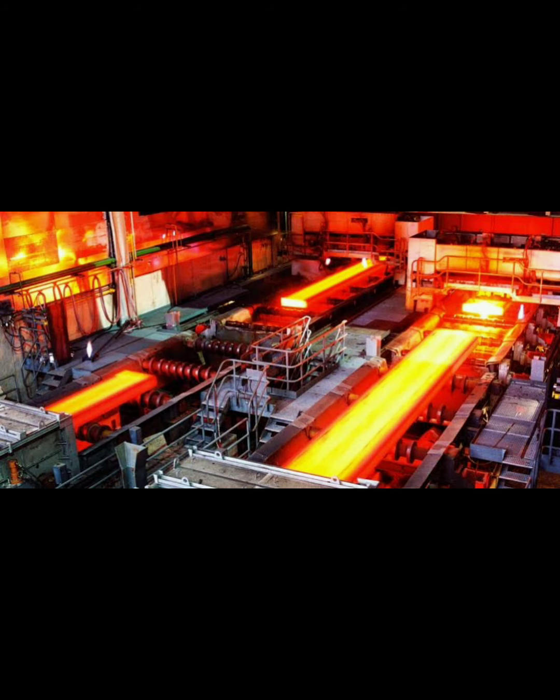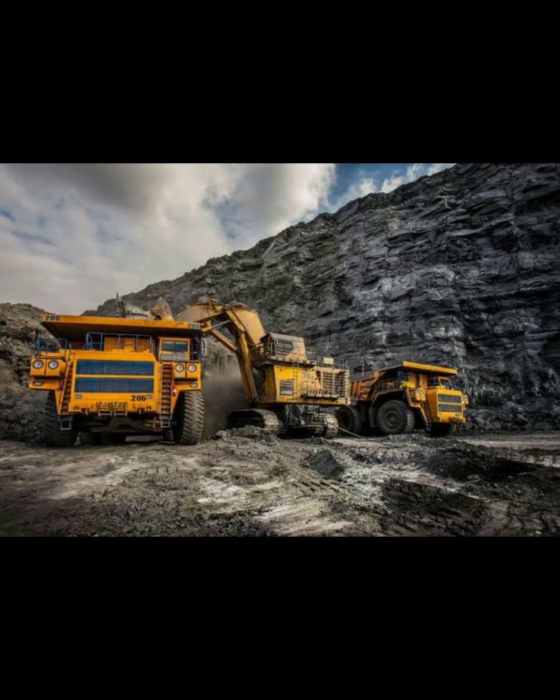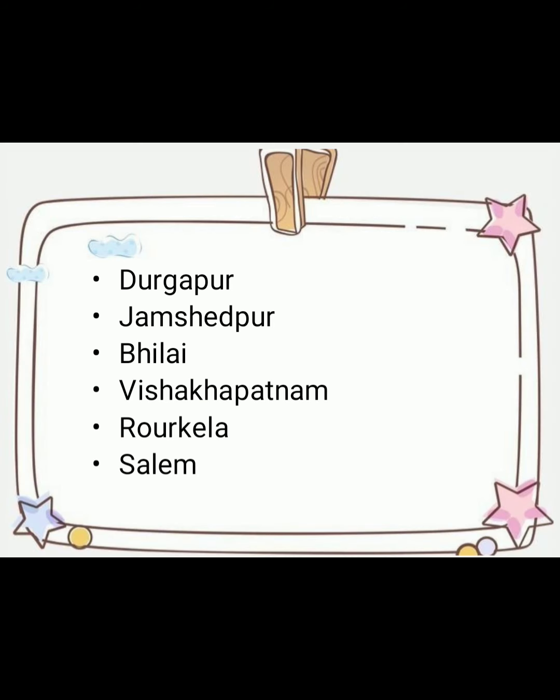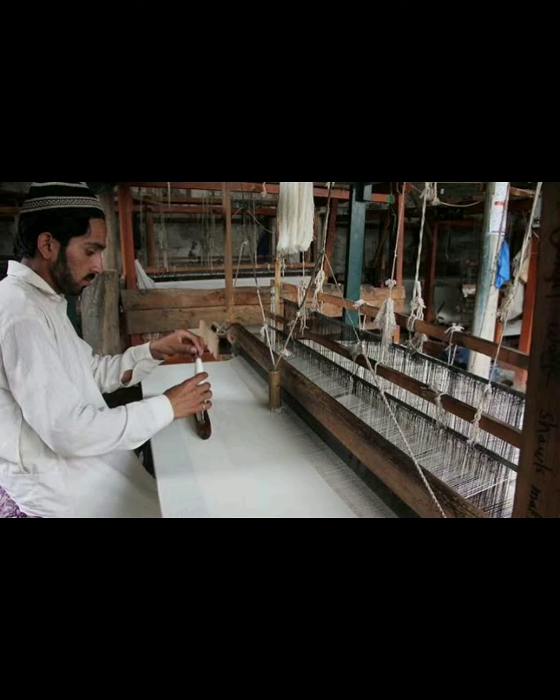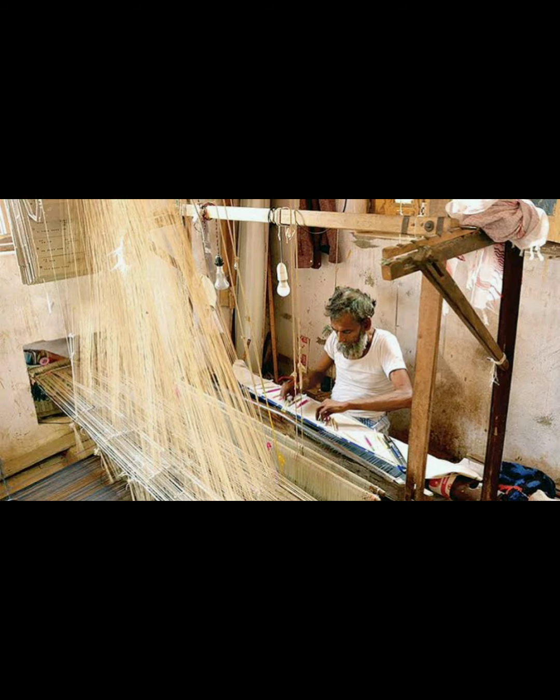Some important industries in India. The iron and steel industry is a large-scale industry that is located near the iron ore deposits and coal mines. The main centers of iron and steel production in India are Durgapur, Jamshedpur, Bhilai, Vishakhapatnam, Rourkela, and Salem. This industry also supports many small industries. Next is cotton textile industry. It is an important industry of the country.